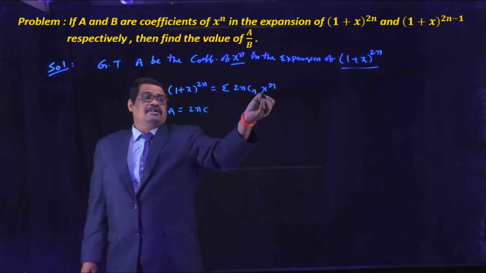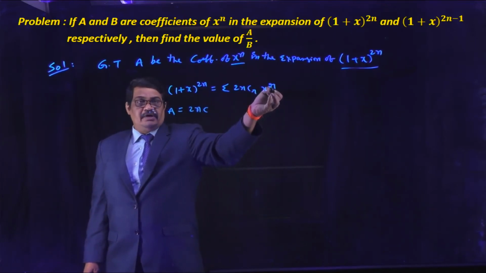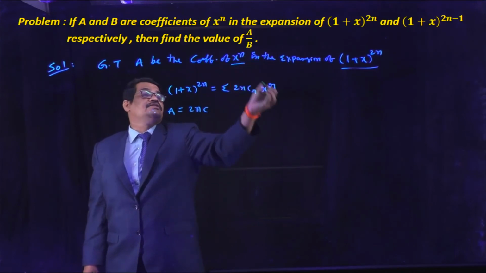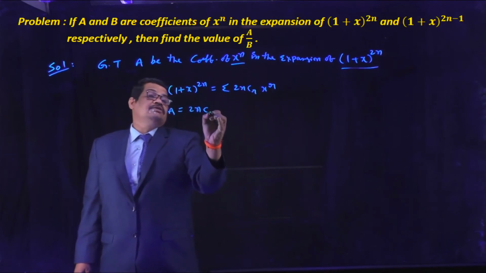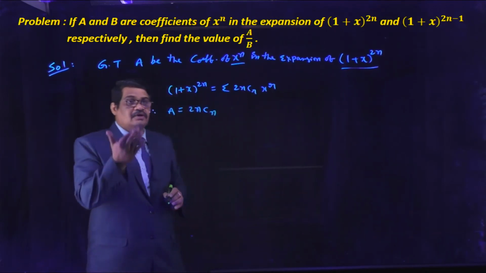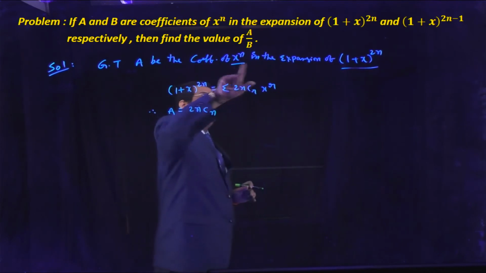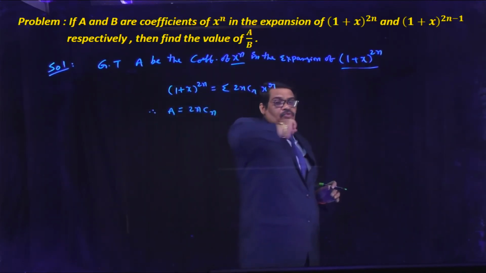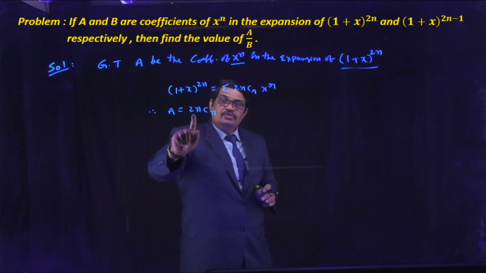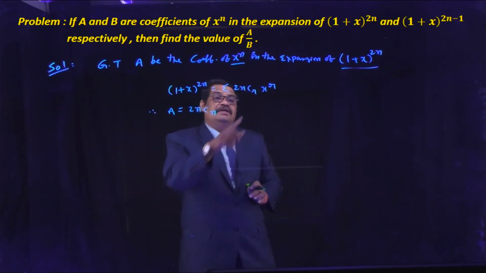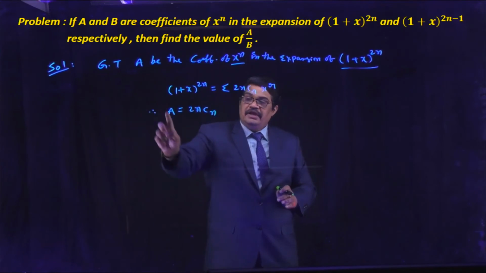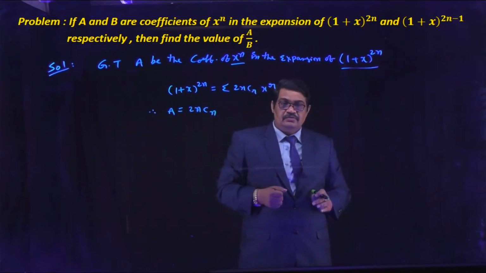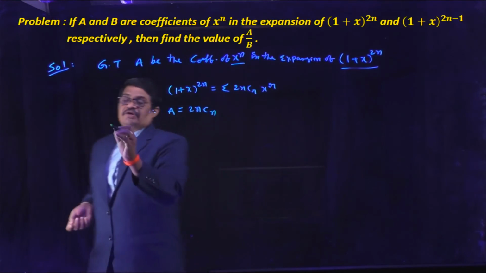We have taken x to the power of n. We want the coefficient of x to the power of n, which is nothing but, in the place of r we take n, then we are getting 2nCn is the coefficient of x to the power of n in this expansion (1 plus x) to the power 2n, that is A is equal to 2nCn. For r is equal to n, we are getting the coefficient of x to the power of n, that is the value of A. So here A is equal to 2nCn. Okay, and what is also given?